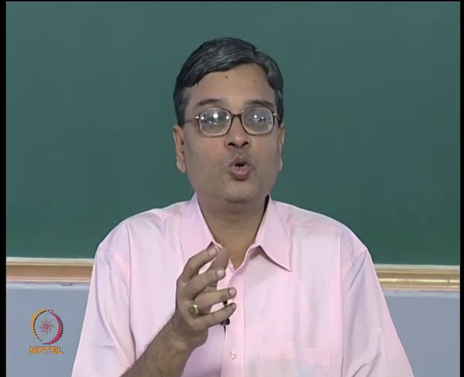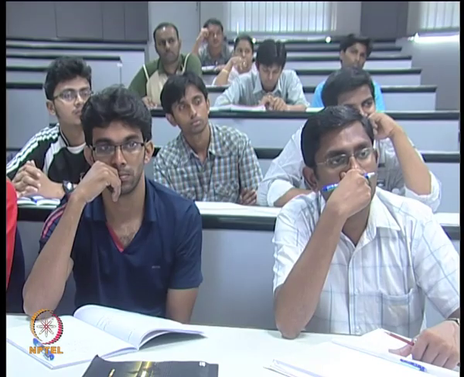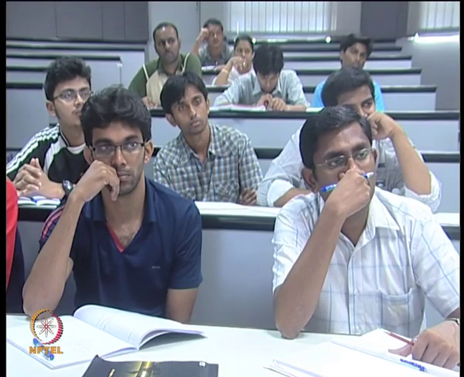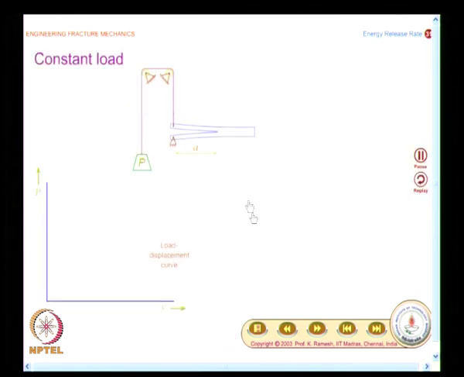Though I have 1 by B du by dA, mathematically, if you look at from the physics of the problem, in the case of a constant load, we would see the energy requirement for the formation of two new crack surfaces has actually come from the external work done. So, we will retain the definition as energy release rate, we will not call this as strain energy release rate. That kind of a thinking was also there in the development of fracture mechanics.